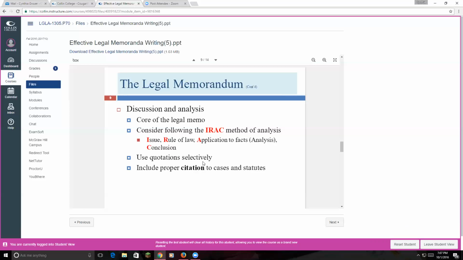The third thing, though, and the most important thing is that you're trying to show how this fits into your view of this particular issue.